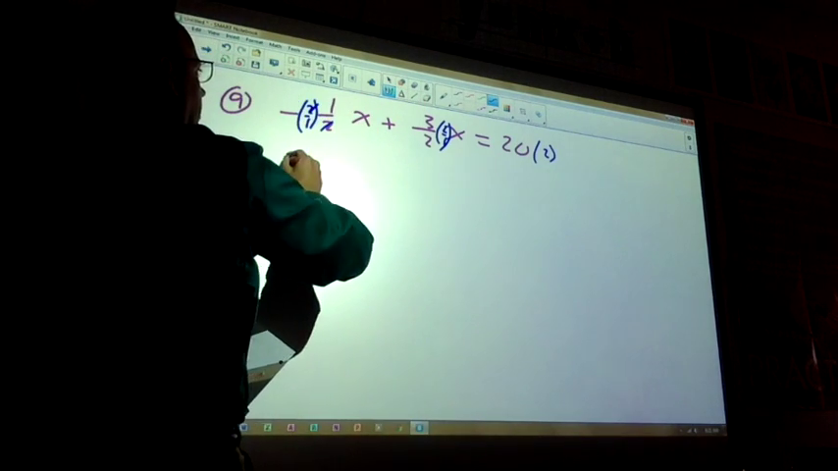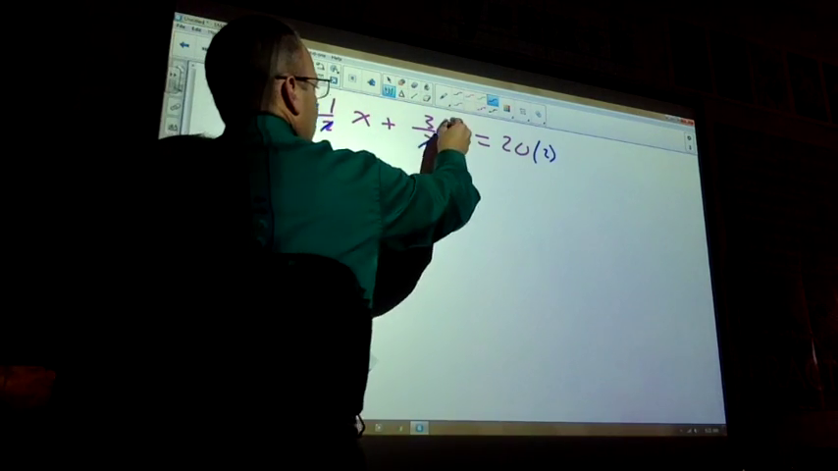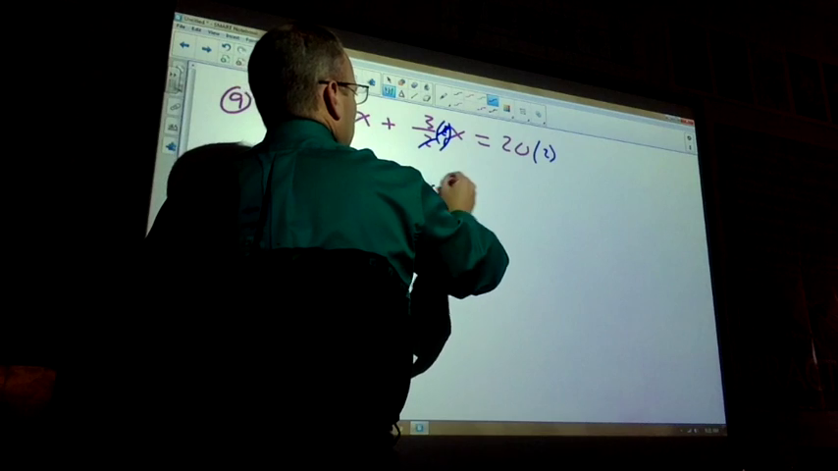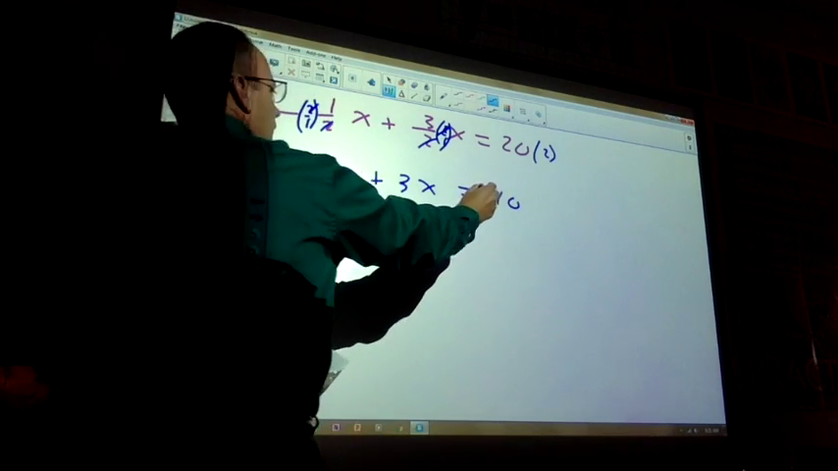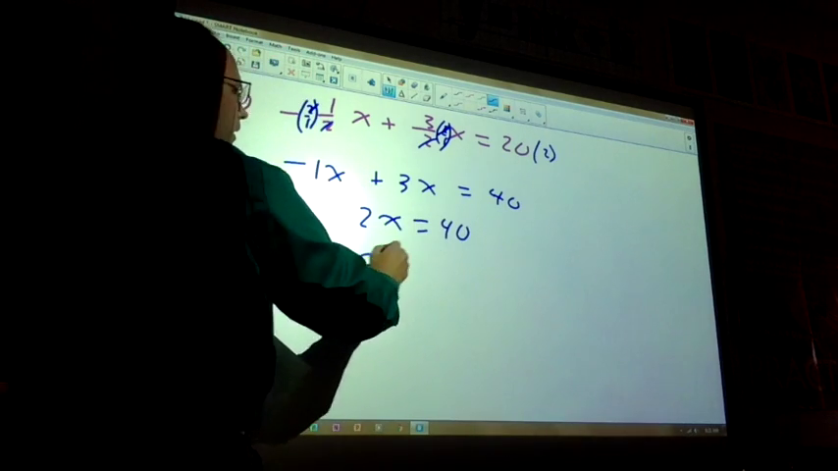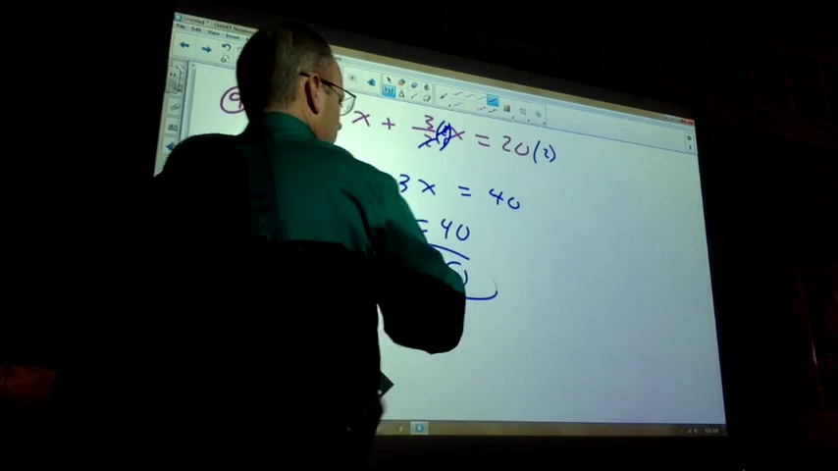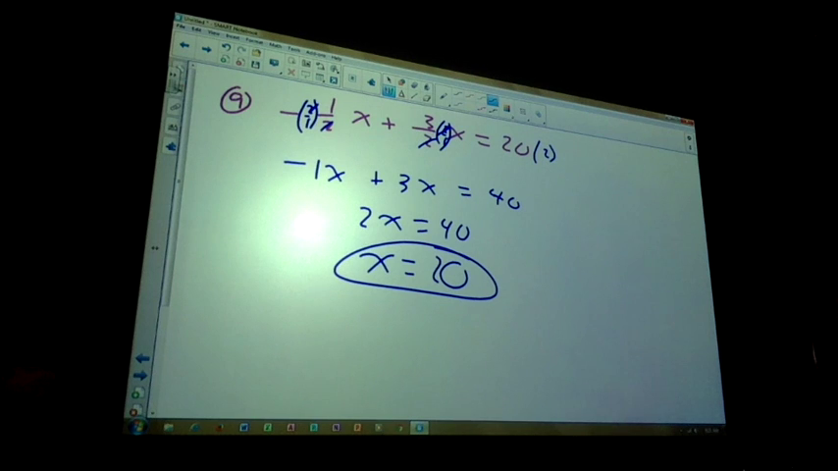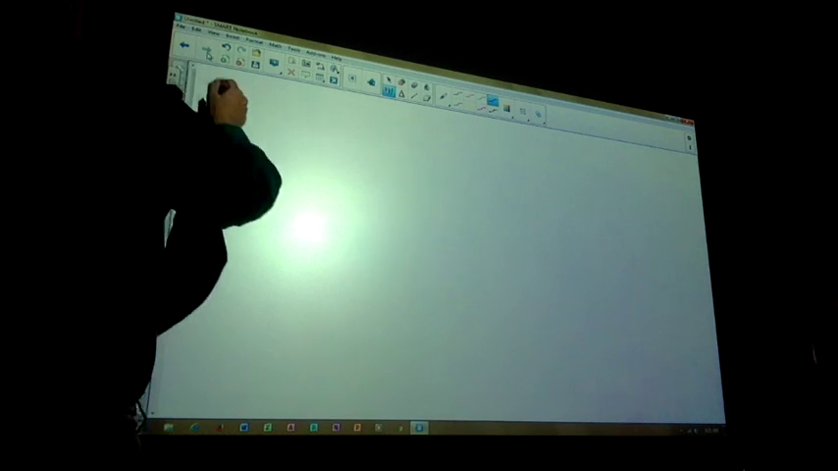Okay, so that gives me negative 1x. That gives me plus 3x, and that's 40. So that's 2x equals 40, I believe. x equals 20. Sound good? Yes. Okay. And then number 10, you said I should work out because I didn't do it yesterday? Yeah. Okay.